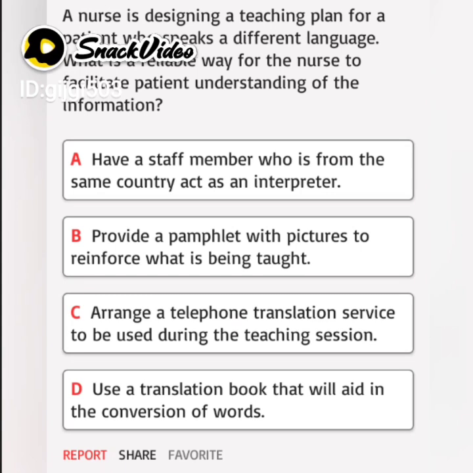A nurse is designing a teaching plan for a patient who speaks a different language. What is a reliable way for the nurse to facilitate patient understanding of the information? A, have a staff member who is from the same country act as an interpreter. B, provide a pamphlet with pictures to reinforce what is being taught. C, arrange a telephone translation service to be used during the teaching. Correct answer.